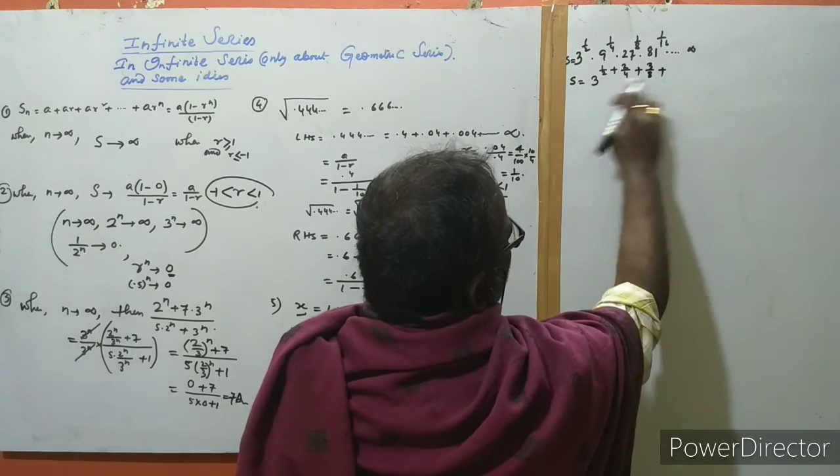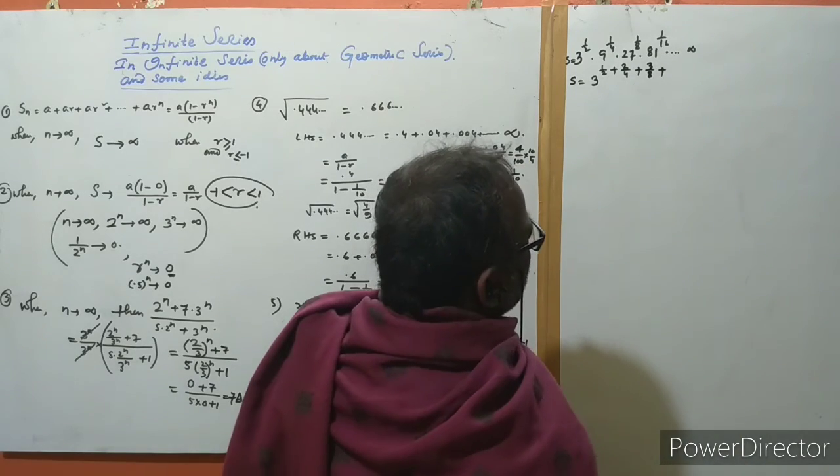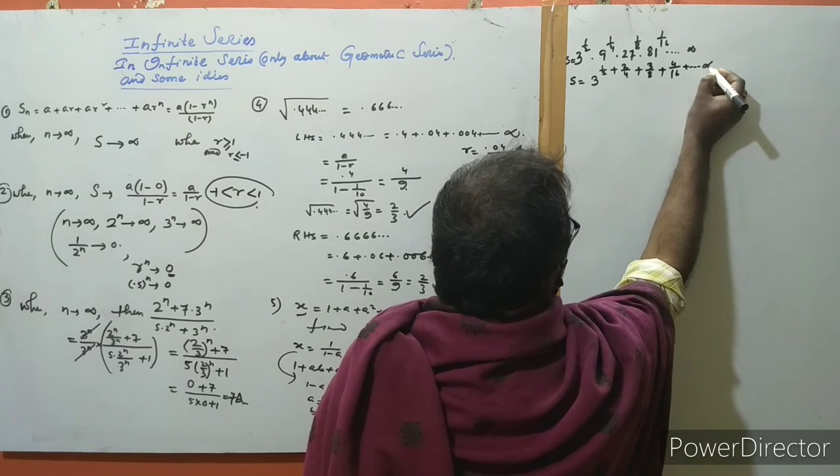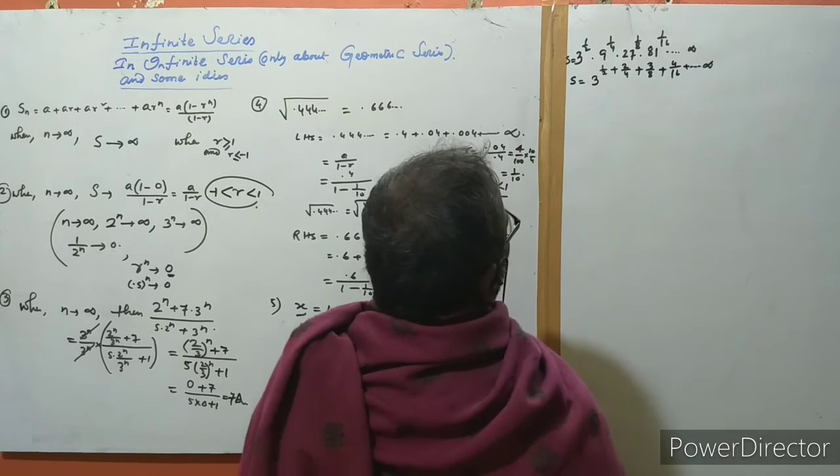Okay, and the powers we add like that. 81 is 3 to the power 4, so this is 3 to the power 4 by 16. Okay, and so on to infinity. First, find this.